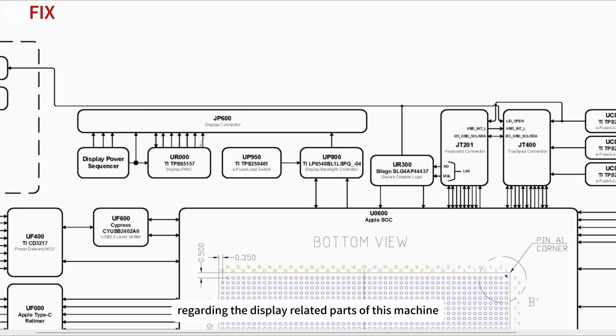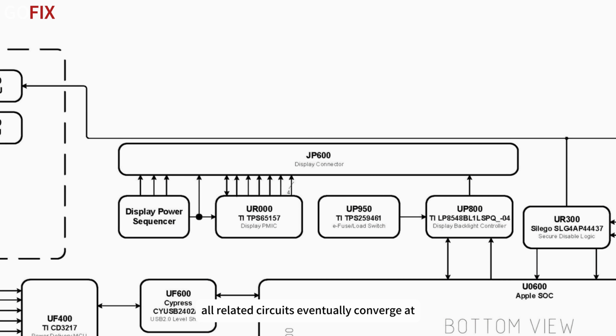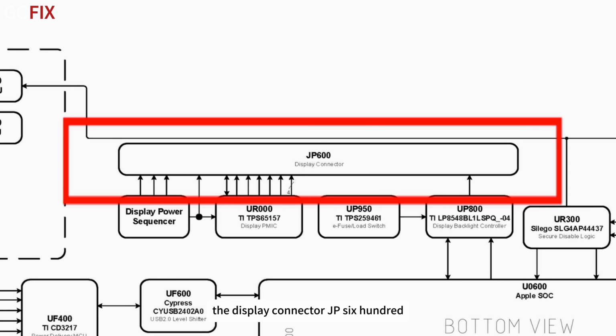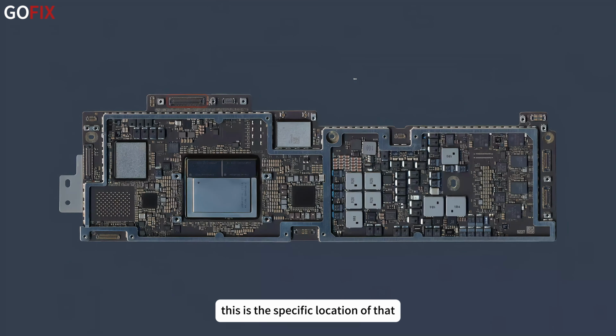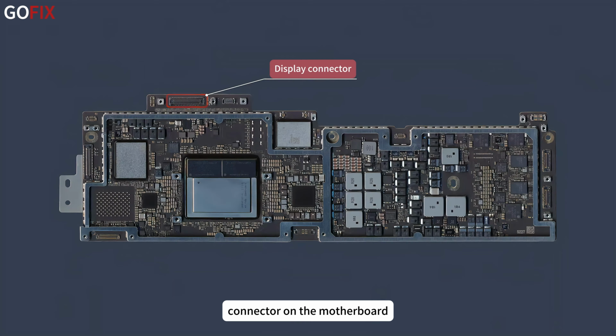Regarding the display-related parts of this machine, all related circuits eventually converge at the display connector JP600. This is the specific location of that connector on the motherboard.